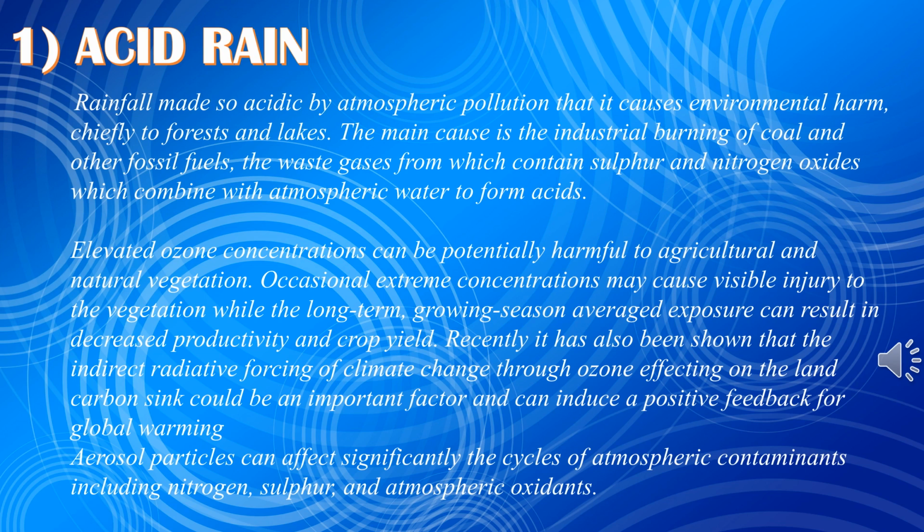Effects of air pollution in Delhi. Acid rain. Rainfall made so acidic by atmospheric pollution that it causes environmental harm, chiefly to forests and lakes. The main cause is the industrial burning of coal and other fossil fuels. The waste gases, which contain sulfur and nitrogen oxides, combine with atmospheric water to form acids.